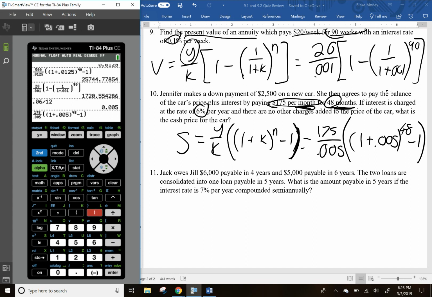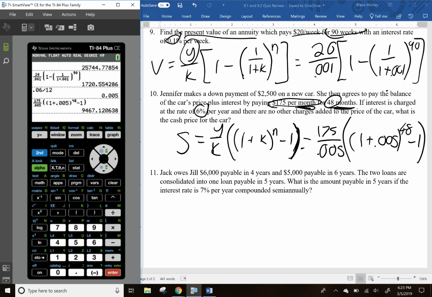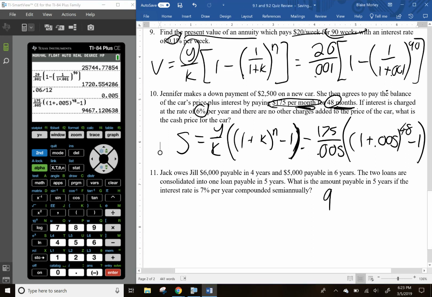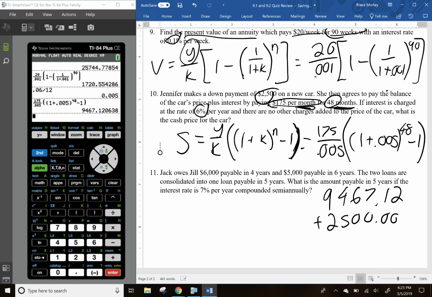So there we go. I believe, let me just double check, make sure I typed that in right. I think it is. Hit enter, and the value, now pay attention real quick. Listen to this. So the annuity amount is $9,467.12. But we paid $2,500 up front for the car. So if we add that $2,500 we paid up front, so this is the amount we're paying back on the loan, and this is how much we paid in the beginning.